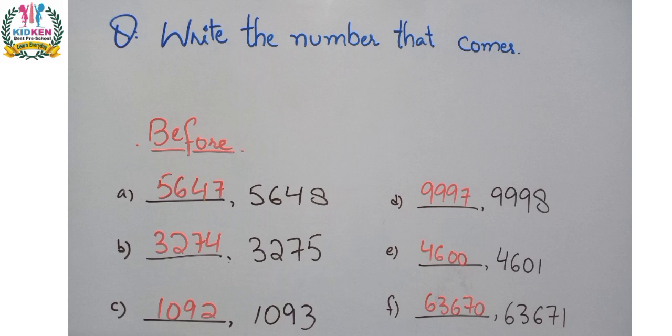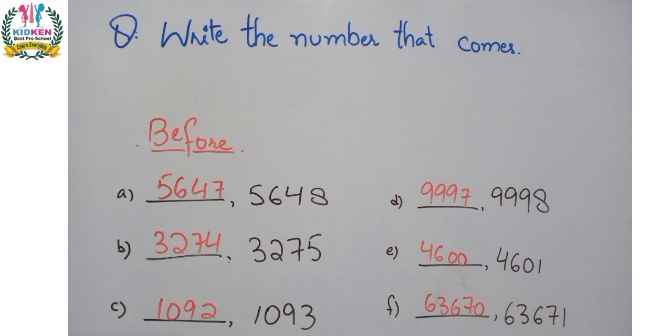So question number one, we have 5648. The last two digits are 48. So simply we can write one number before 48. One number before 48 is 47. So the number that comes before 5648 is 5647.